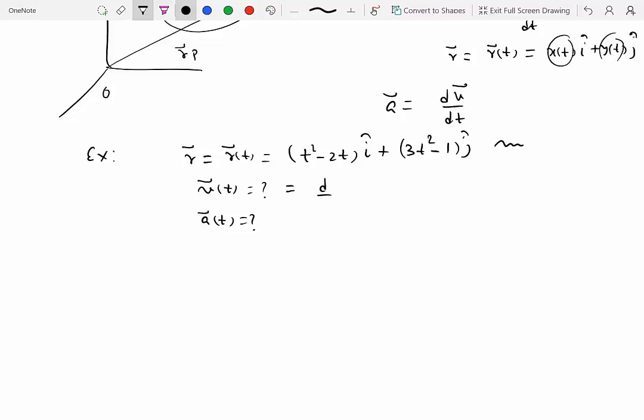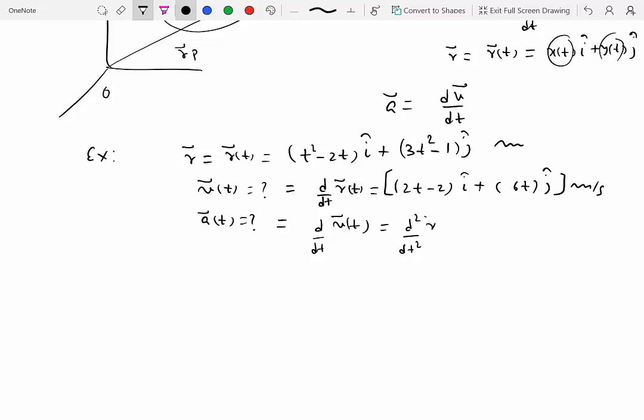Okay, so to get the velocity, all I have to do is differentiate r. So what do we get? (2t minus 2) i hat plus 6t j hat, and minus 1 differentiated would be 0. So we get that. And this would be, assuming time is in seconds, meters per second. Right? So that's the whole expression for the velocity. What about acceleration? We can get acceleration also by differentiating velocity. In other words, this is actually the second derivative of r. Okay, so let's differentiate velocity, which is right over here. So we get 2 i hat plus 6 j hat meters per second squared, right? So that's what we get for the acceleration.